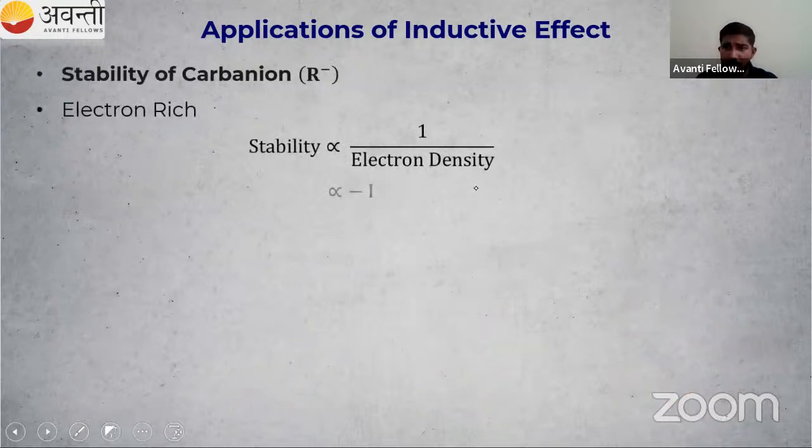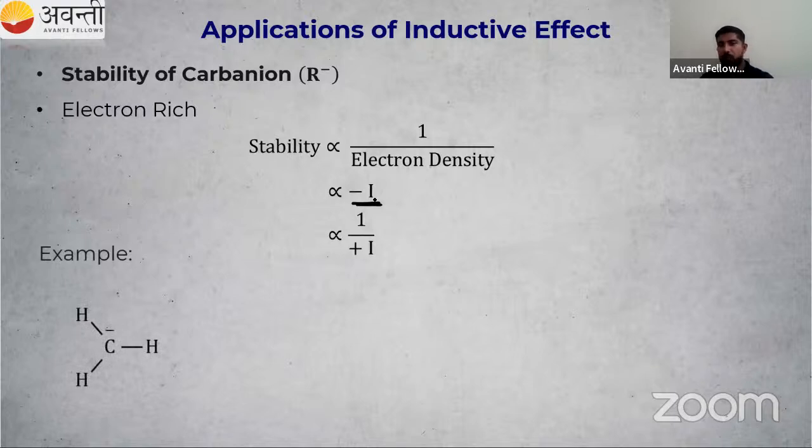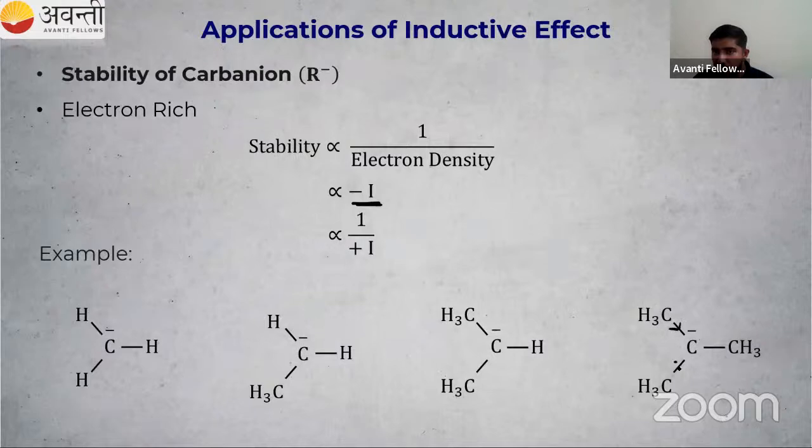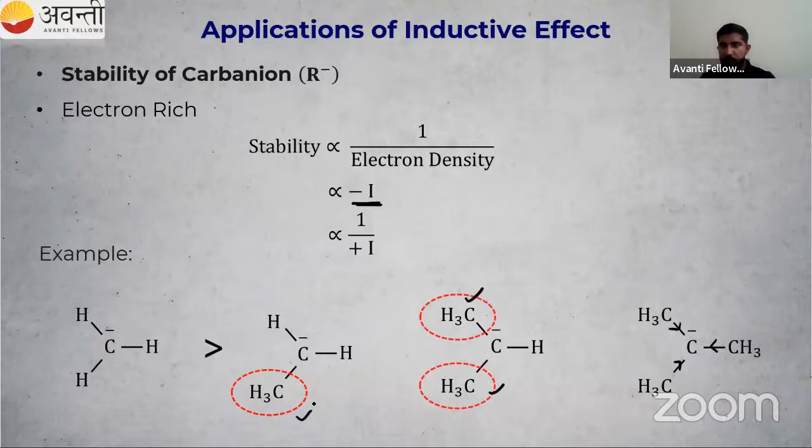Then the stability of carbanion is proportional to the minus I effect. So what is our minus I effect? Here we have a CH3 group, which is giving electrons. It is also giving electrons, and this one too. Here there are three CH3 groups, here there are two CH3 groups, and here there is only one CH3 group. In the case of the primary one, only H is present, right? So here the stability is different.